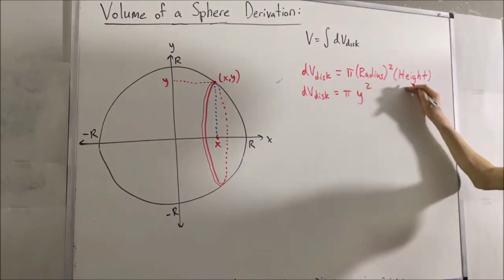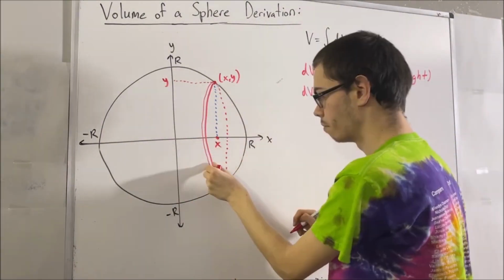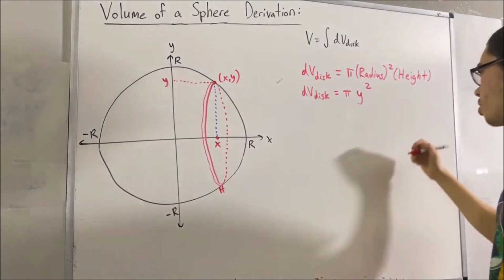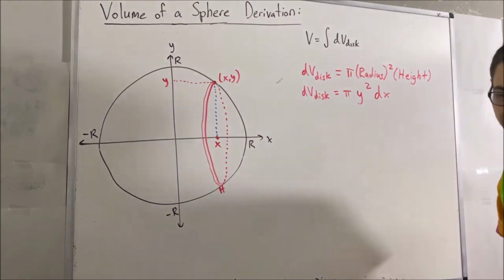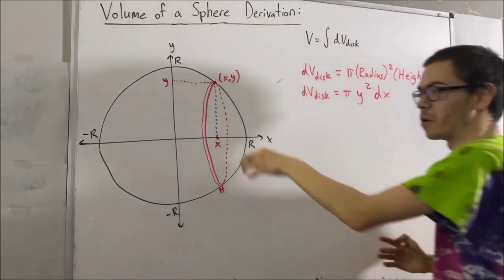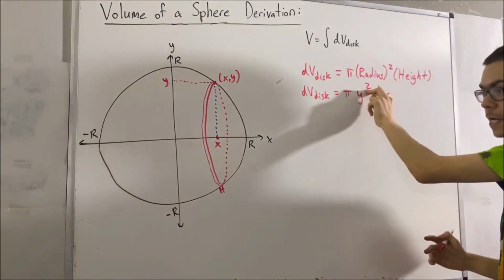And as for the height of our disk, that's really just the thickness of our disk. Really, it's just a small difference in x. In calculus terms, we write that as dx. So this right here is the volume of our disk. But I'm actually going to rewrite y squared in a different way.